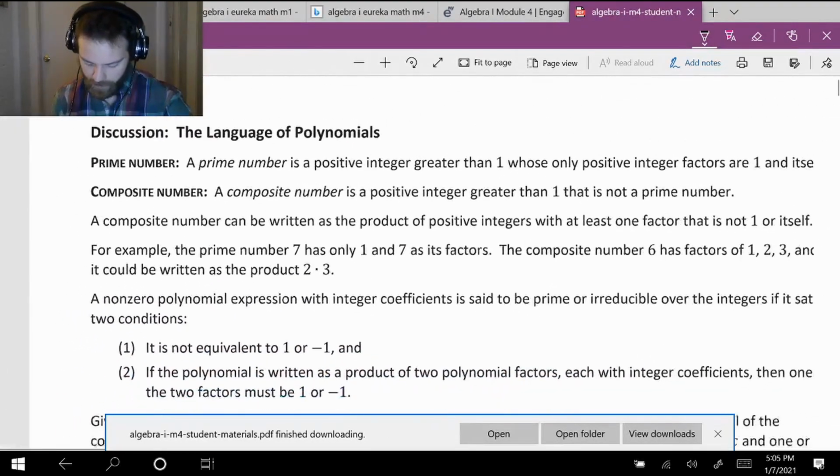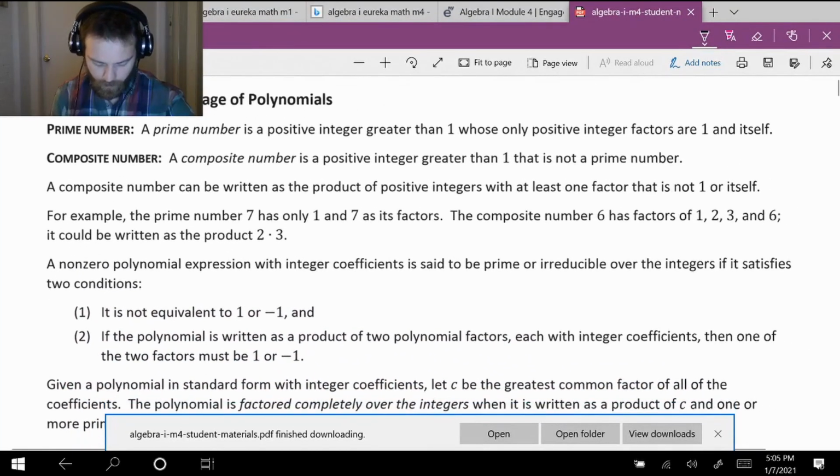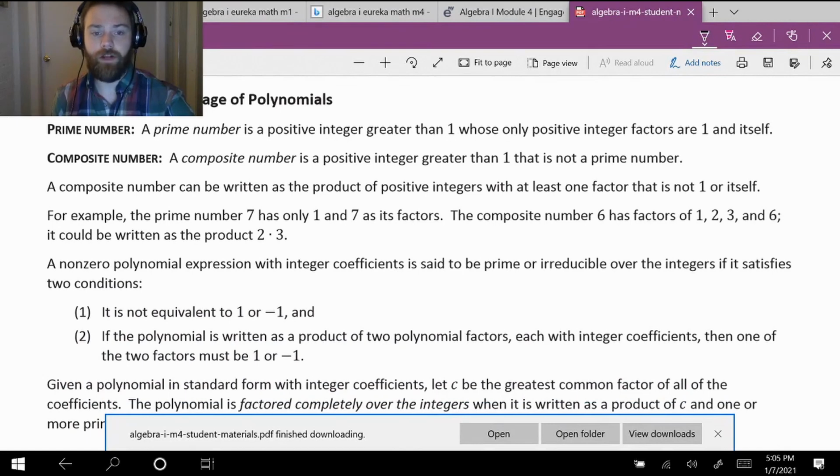So some things to talk about. Prime number definition. A prime number is a positive integer greater than 1 whose only positive integer factors are 1 and itself. Okay? So if there's nothing else to factor out, then if 1 is the only GCF, then there really isn't a GCF. You don't have to write that outside.